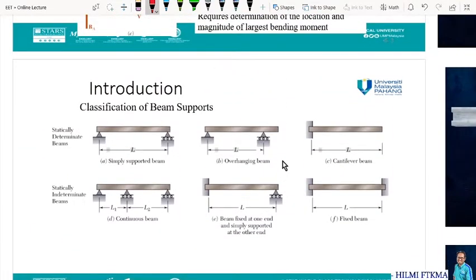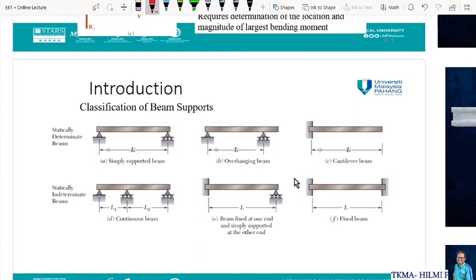Next, the classification of beam supports. Beams are usually classified according to the way they are supported. As shown in this figure, we have two kinds of beam supports. One is the one that we can call statically determinate, and the other one is what we call statically indeterminate. For statically determinate beams, we are able to determine all the reaction forces available in the beams. But for statically indeterminate beams, it is impossible to use only the equations of equilibrium to calculate all the unknown forces, internal forces or reaction forces, inside or along the beam.